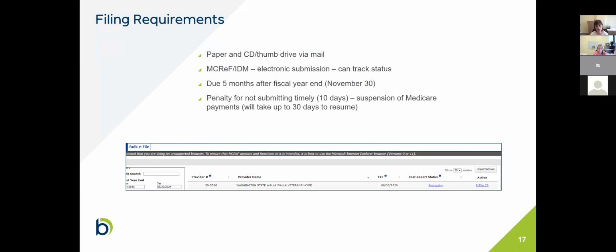The system that just went through an upgrade this year will notify you if you're missing any supporting documents, because you have to upload support for your bad debts, your trial balance crosswalk, and all those supporting documents needed for filing. So you can immediately see status, whether it's been accepted or rejected.